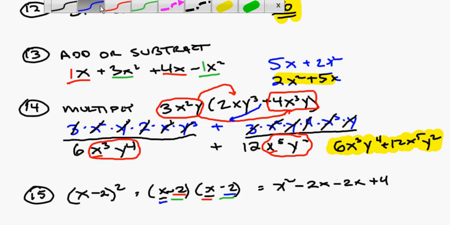Combine my like terms, right here. So my final answer is going to be x squared minus 4x plus 4.